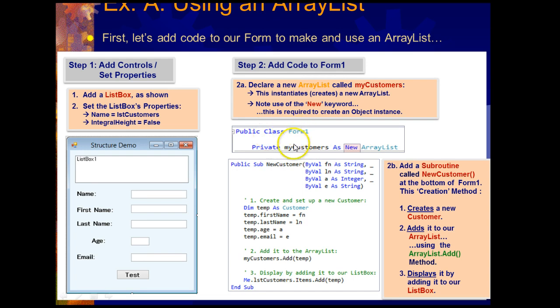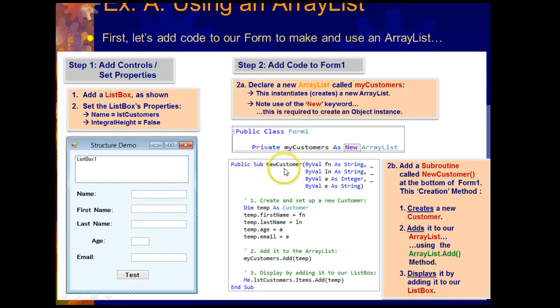Public class form, and instead of using the dim statement, we do it this way, because this is a kind of object or collection. So: private my customers as new array list. This is basically declaring an array list called my customers. You have to do it differently than you do with primitives.